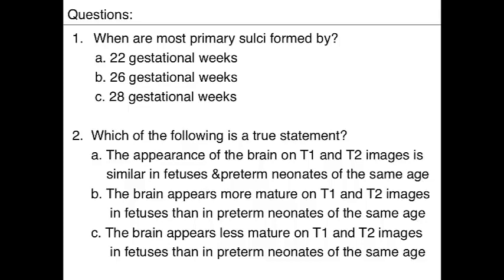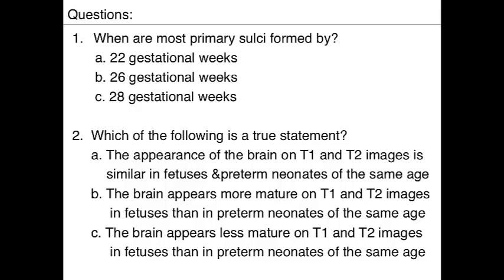When are most primary sulci formed by? A, 22 weeks, B, 26 weeks, C, 28 weeks. Okay, can we see the answers? Excellent. Okay, and most primary sulci are formed by 28 weeks. The last primary sulci will form at about 33 weeks.